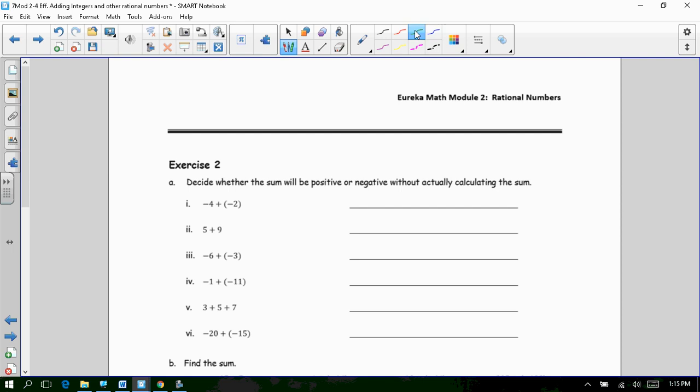We don't care what the answer is. I just want to know, will my answer be positive or will my answer be negative? Well, you notice I have a negative plus a negative. So my answer is going to be negative. All right, take a look at number 2. 5 plus 9. Well, 5 is a positive number, and I'm going to add it to another positive number. So I'm going to have a positive answer.